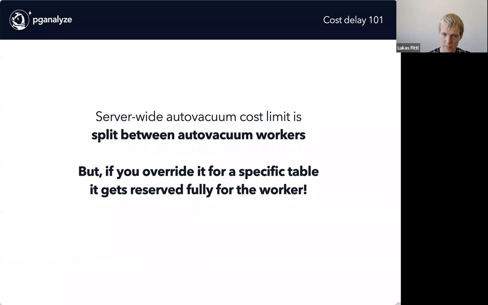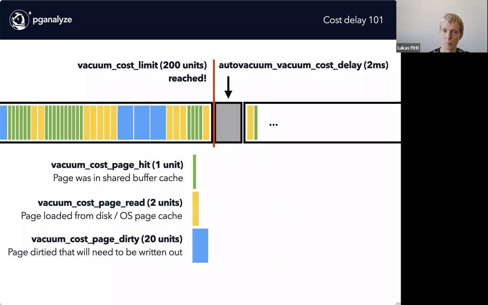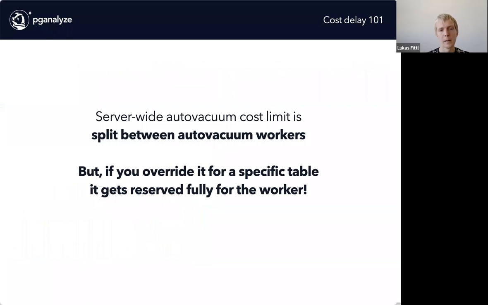The server-wide autovacuum cost limit is actually split between autovacuum workers. So if you have a lot of workers, be aware that the cost limit may also need to be raised. But if you override it for a particular table, then it actually gets reserved fully for that particular worker. So if you do individual per-table overrides, be conscious that a worker gets its full cost limit worth of work. If I raise my cost limit, I do more work. If I lower my cost delay, I also work faster. And if I override this for a particular table, then I get the full cost limit or delay.